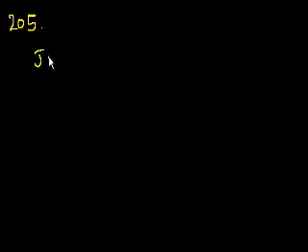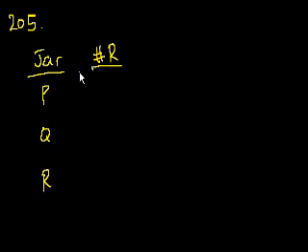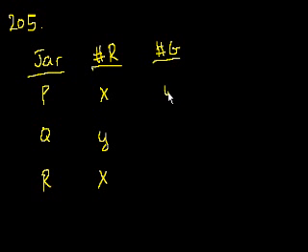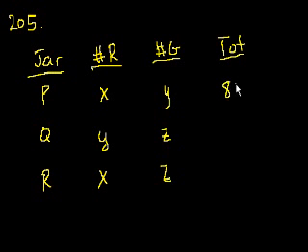They have jars P, Q, and R. And they say the number of red is X, Y, and X. And then they tell us the number of green is Y, Z, and Z. And then they tell us the total: 80, 120, and 160. And they ask, in the table above, what is the number of green marbles in jar R?